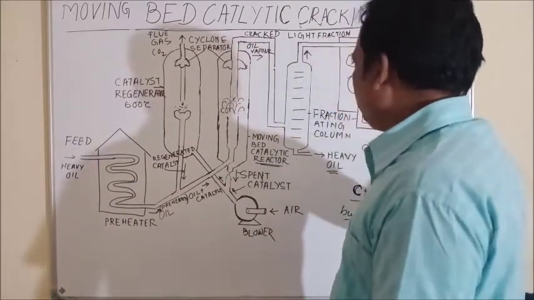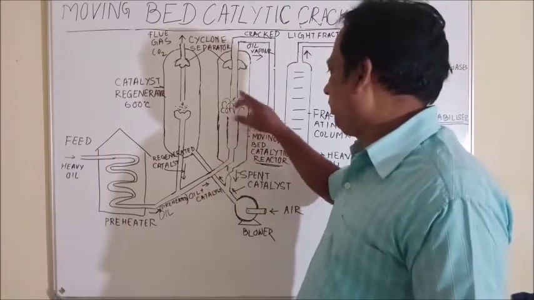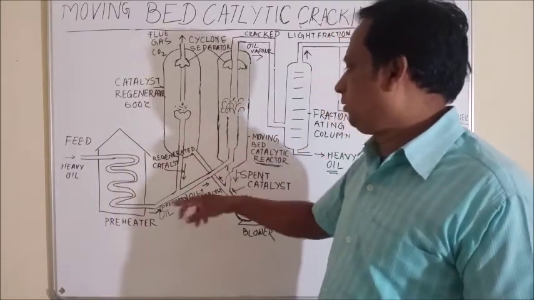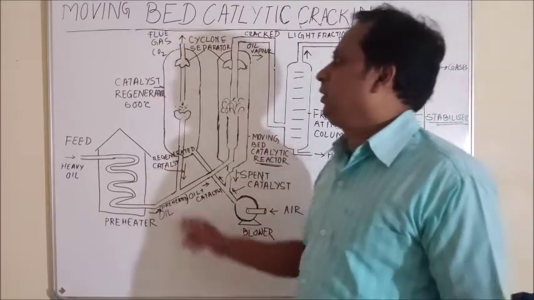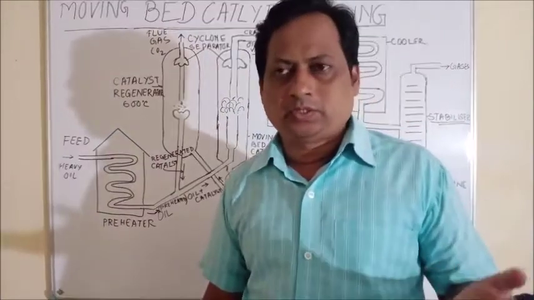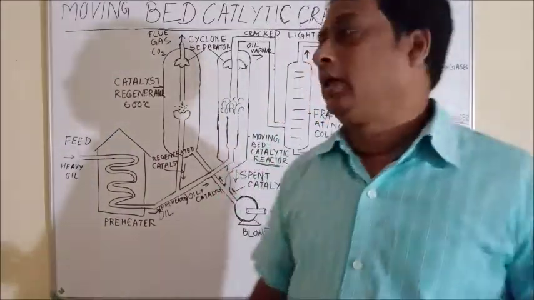So the oil flow is going this way, but the catalyst is moving from the reactor to the regenerator, and from the regenerator to the reactor. That's why the name of the process is known as moving bed catalytic cracking.